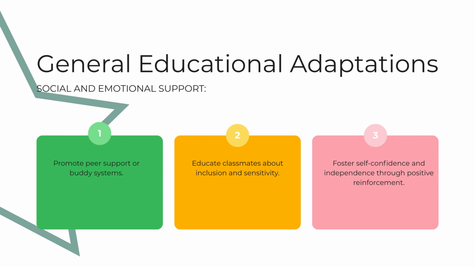In social and emotional support, first we should promote peer support or a buddy system, allowing students to help and support each other as one. Second, educate classmates about inclusion and sensitivity. So we should teach students to accept and be kind to everyone. Third, foster self-confidence and independence through positive reinforcement. So we should help students believe in themselves and try things on their own by using kind words.